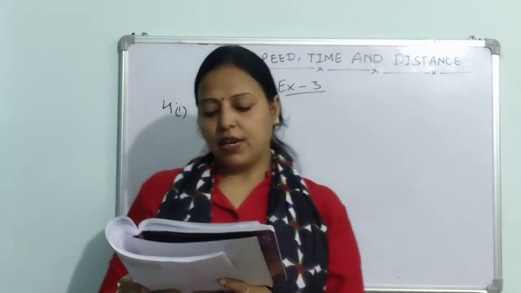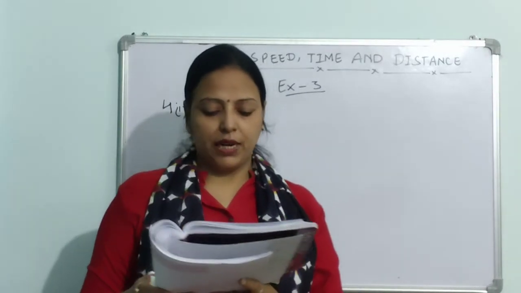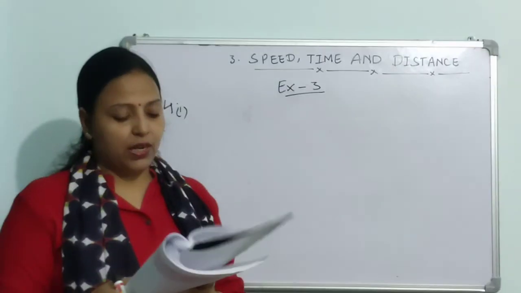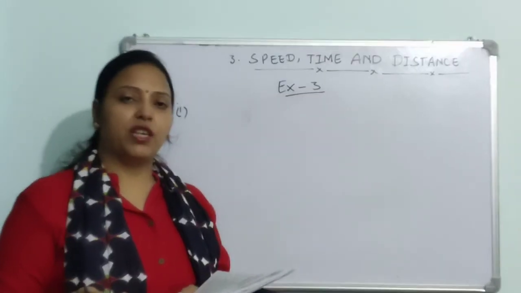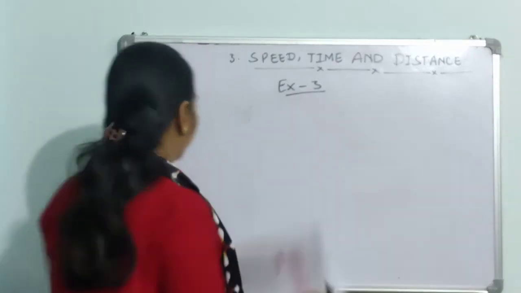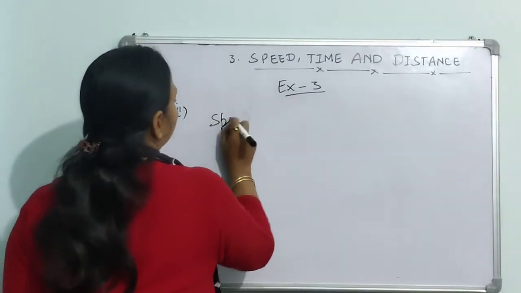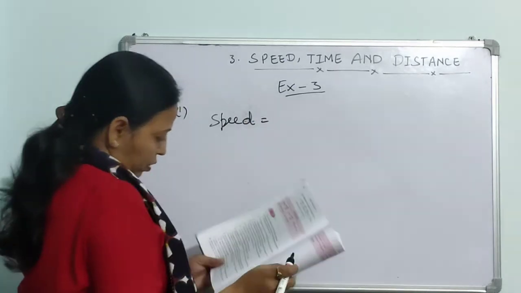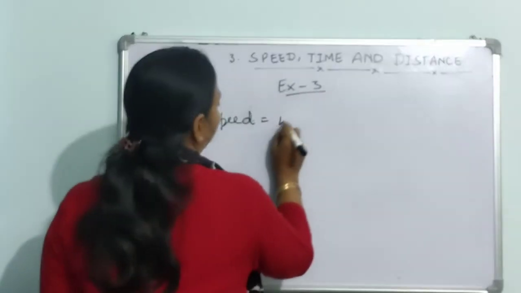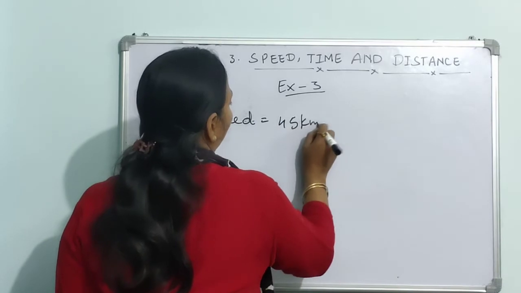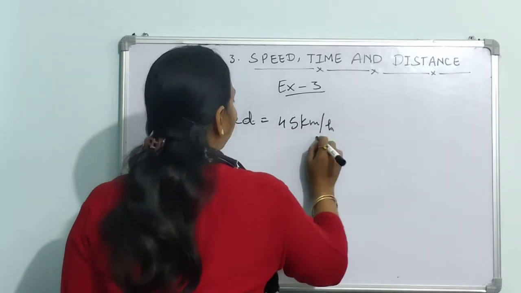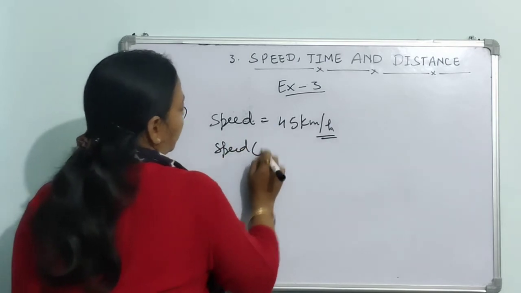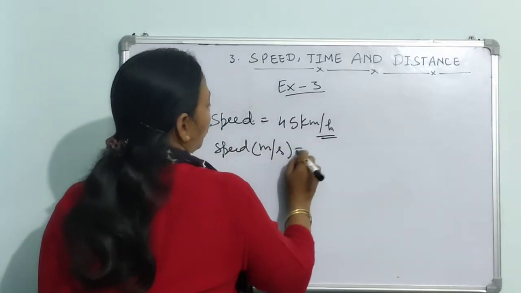The speed of a car is 45 km per hour. Find speed in meter per second. Very easy question this is. Here the speed is given in kilometer per hour and you have to change it to meter per second. So speed is equal to how much? 45 km per hour. You have to change it into meter per second.